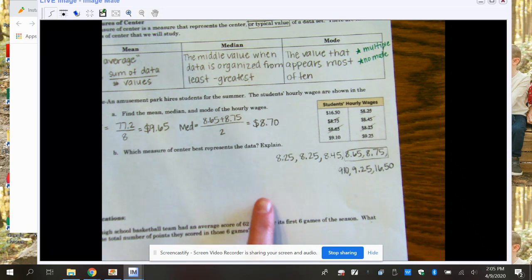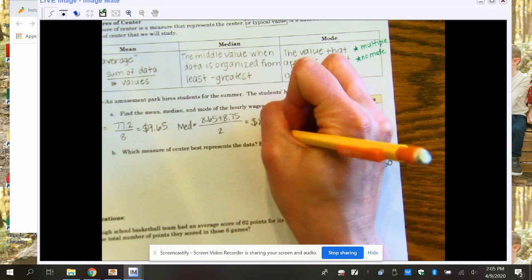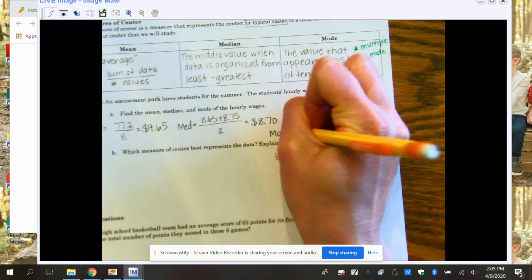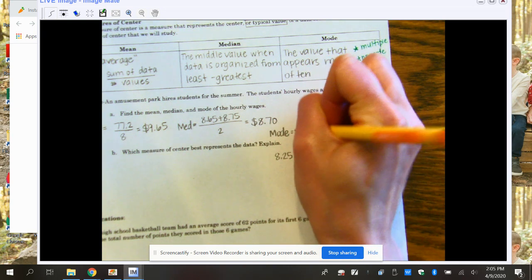And then the mode is the value that appears the most. I see $8.25 twice, and so that is going to be my mode.